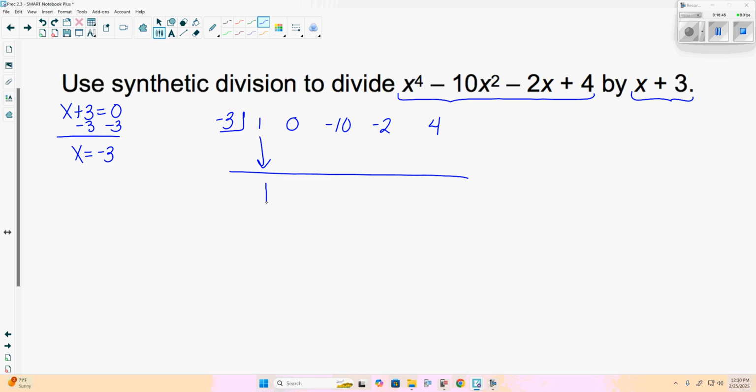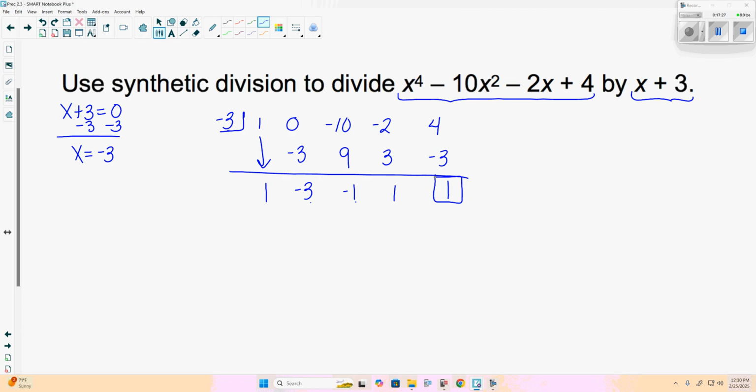Now we're going to start the process with multiplying. So we'll do -3 times 1, which is -3. Add straight down. 0 plus -3 is -3. Then we'll multiply again. -3 times -3 would be +9. Add straight down. -10 plus 9 is going to be -1. -3 times -1 is +3. We add straight down. -2 plus 3 is 1. -3 times 1 is -3. And lastly, 4 plus -3 would be 1.